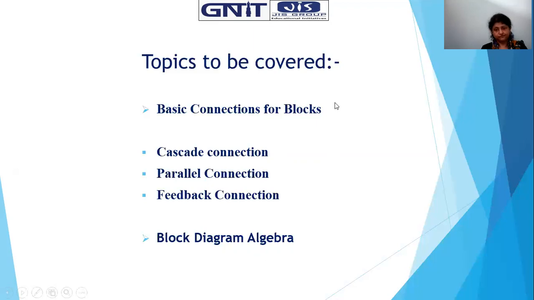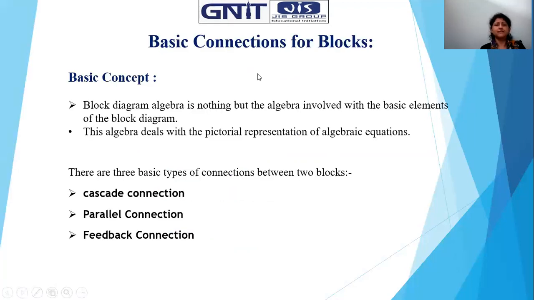Now moving to the topic, basic connections for the blocks. What are the different types of connection involved in the block diagram? What we found here is the cascade connection, parallel connection, and feedback connection. So mainly three types of connections are there. We know what cascade, series, parallel, and feedback connections are, but how to manipulate them is much more important.